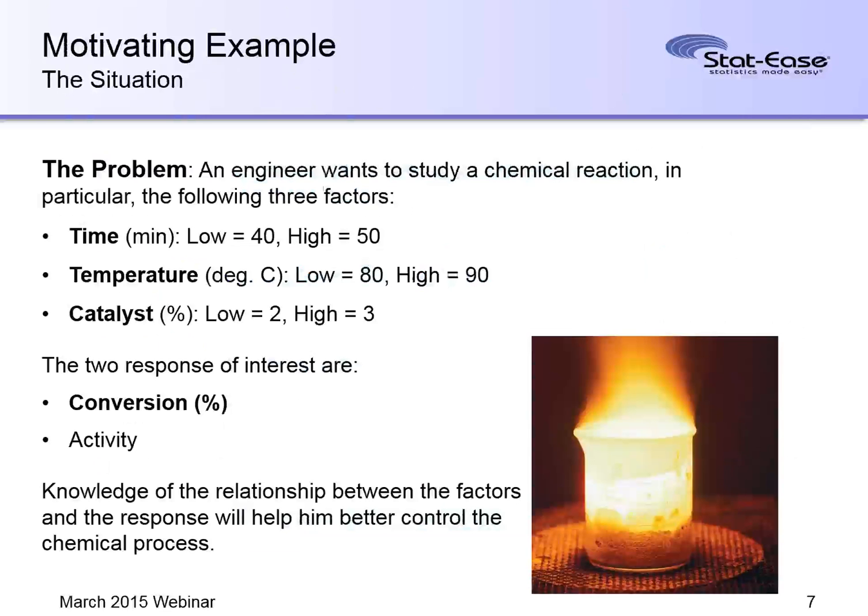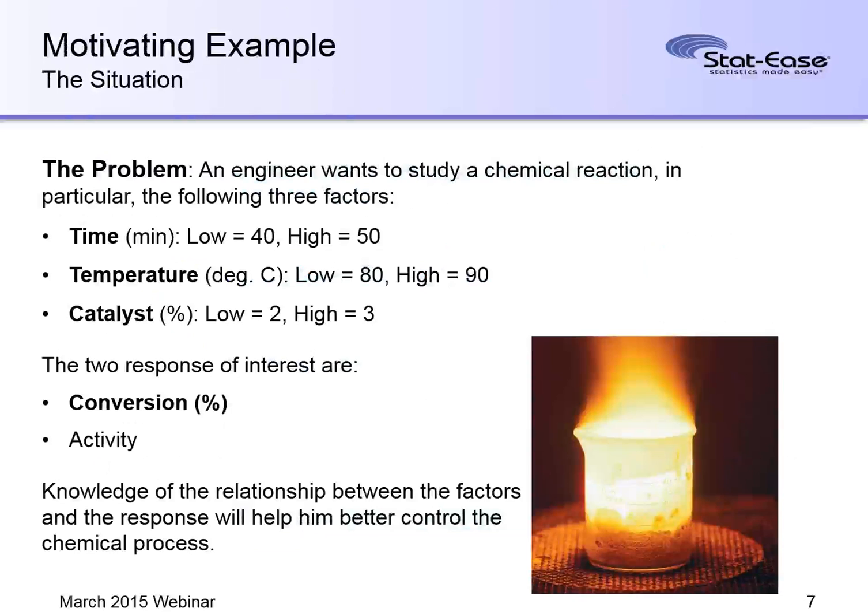I'm going to begin by giving an example, an industrial example that's fairly straightforward, but it'll really help us understand the issues of model confirmation in a few more slides. So here's the situation that we're going to start with. An engineer is interested in studying a chemical reaction. In particular, he's interested in 3 factors that he can vary.